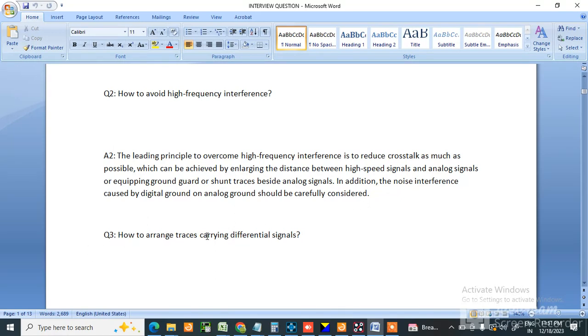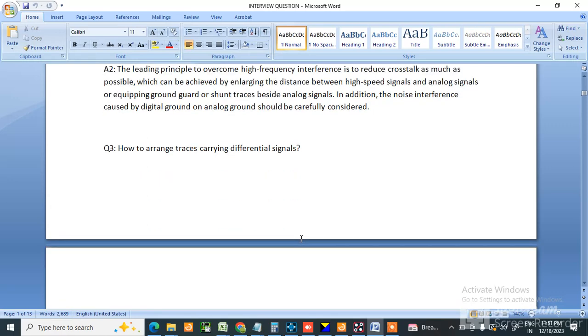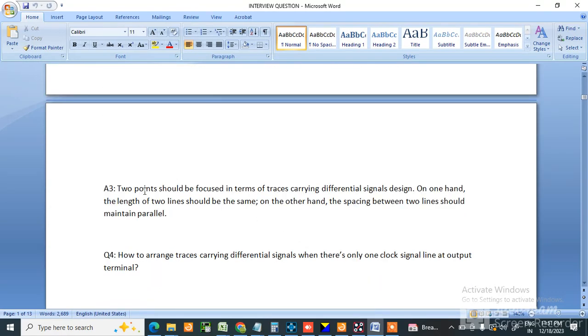Then next is how to arrange traces carrying differential signals. Two points should be focused on in terms of traces carrying differential signal design. On one hand, the length of two lines should be the same, okay. Suppose A1 plus and A1 minus two signals are there, then the length of A1 plus and A1 minus both should be same, okay, trace length. On the other hand, the spacing between the two lines should maintain parallel. The spacing should be parallel, okay.